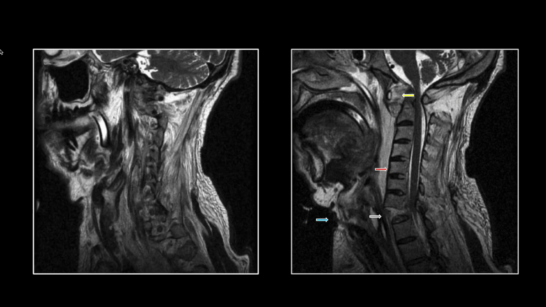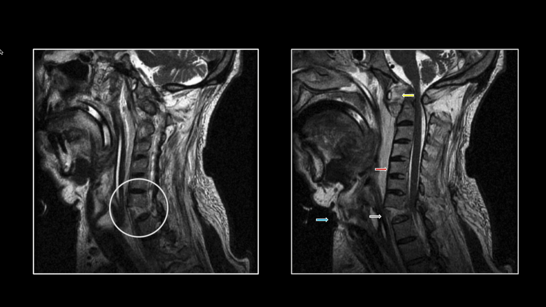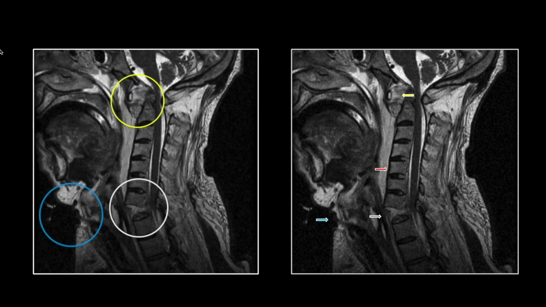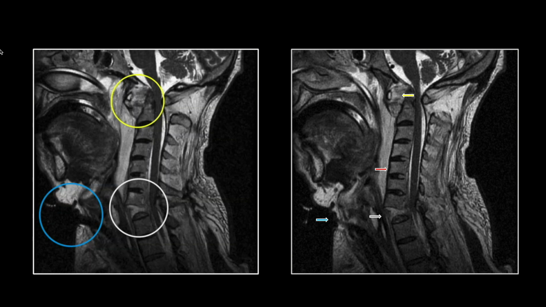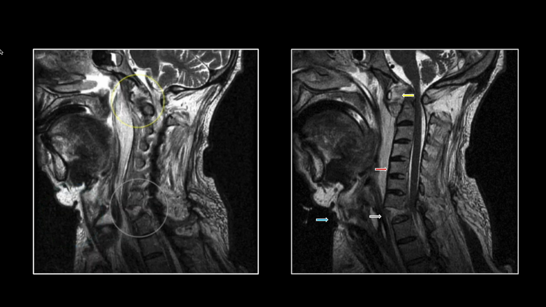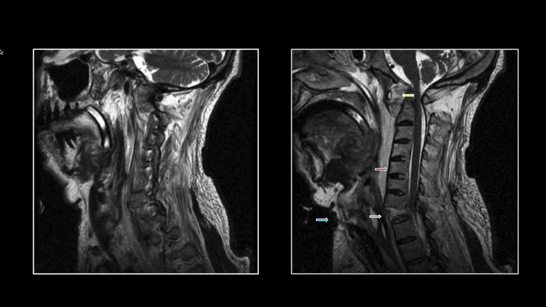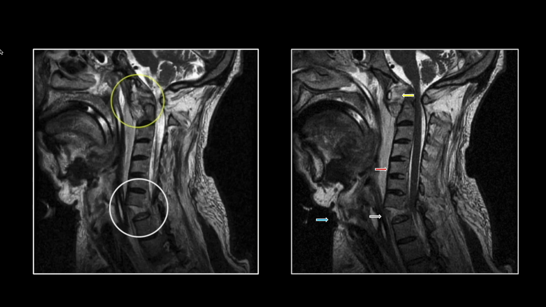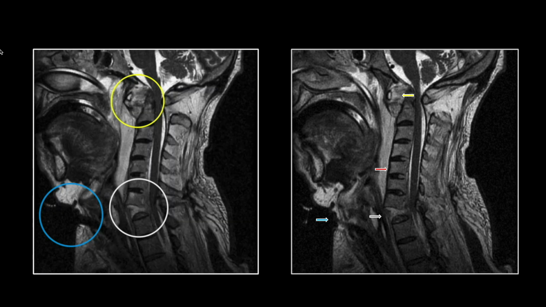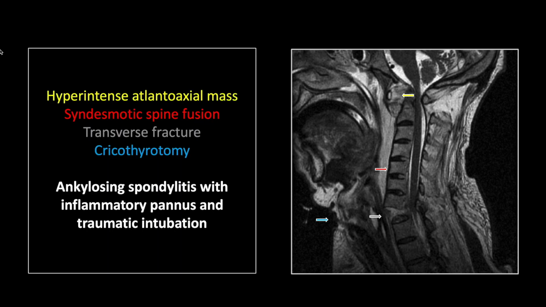We'll look at the cine one last time. There's the fracture, the pannus, and the cricothyrotomy tube, all making a complete story. So an impressive case of ankylosing spondylitis with a subsequent banana fracture resulting from intubation, a not uncommon complication of ankylosing spondylitis.